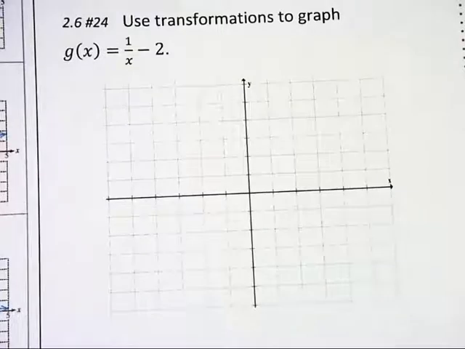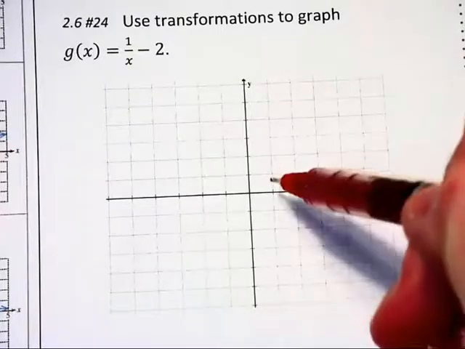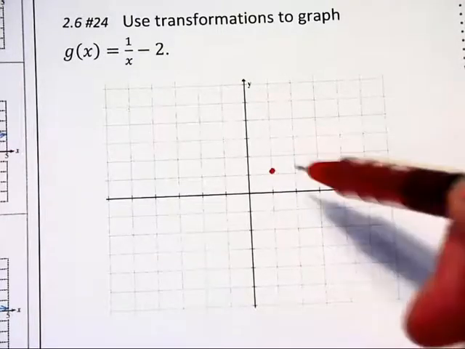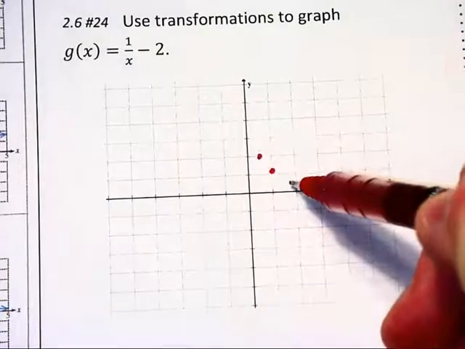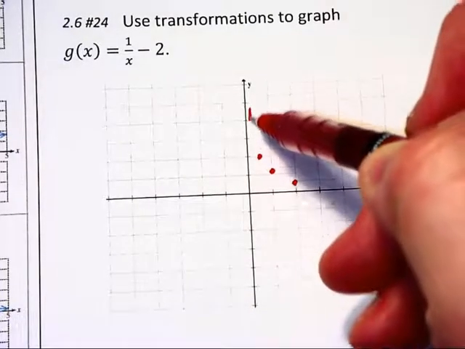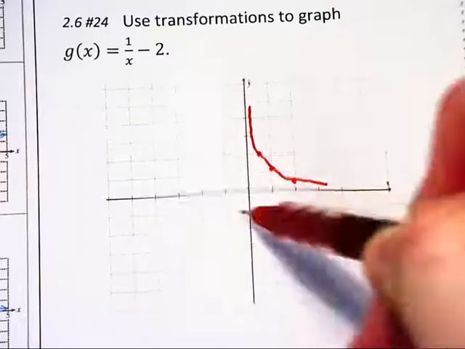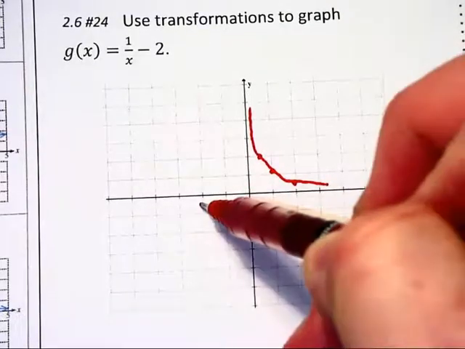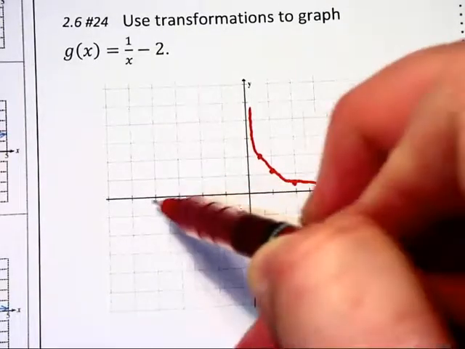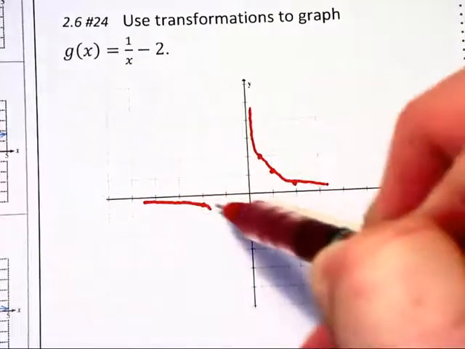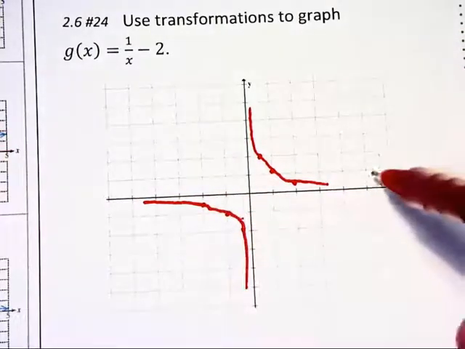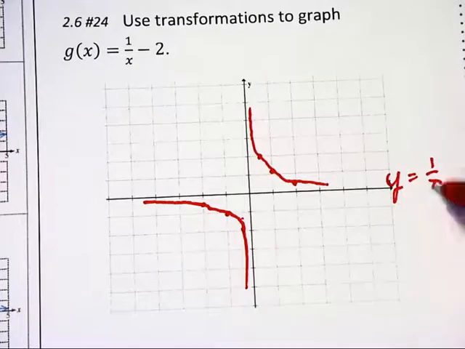In this next problem, we begin with the reciprocal graph. It goes through (1, 1), (1/2, 2), and (2, 1/2). So there's the curve in the first quadrant, and we have a matching curve over here in the third quadrant. There's your basic graph, y equals 1 over x, before it is transformed.